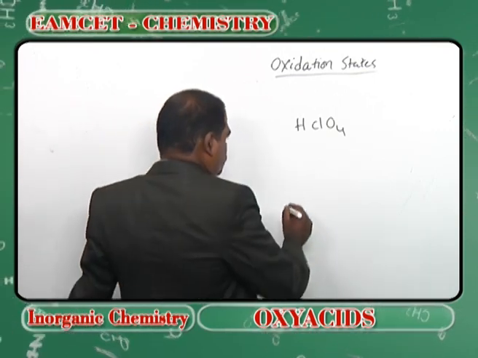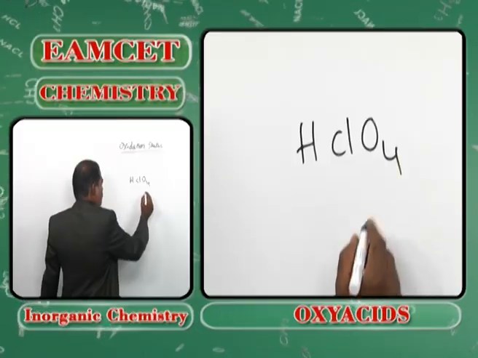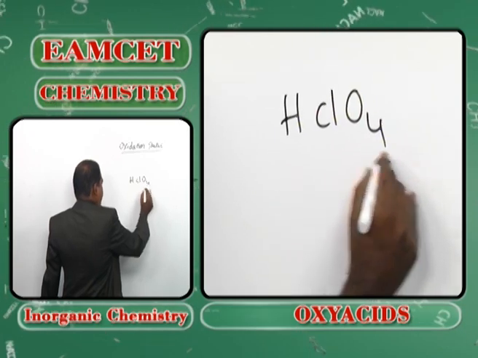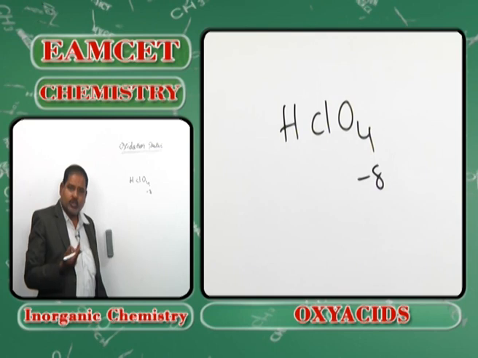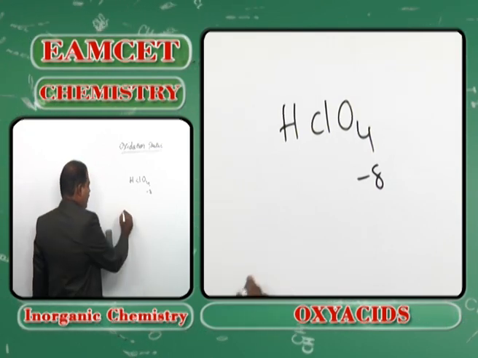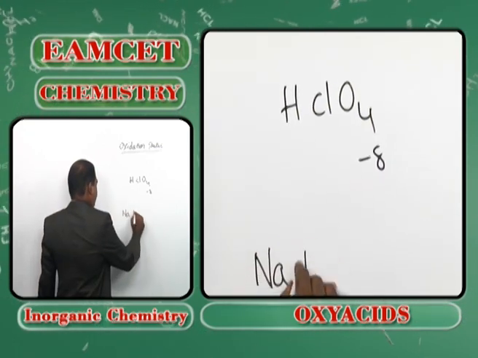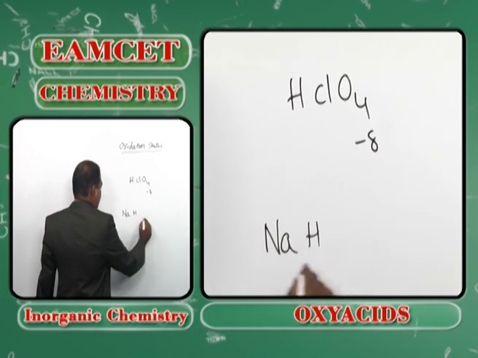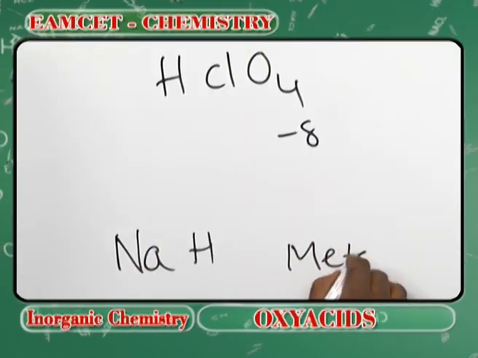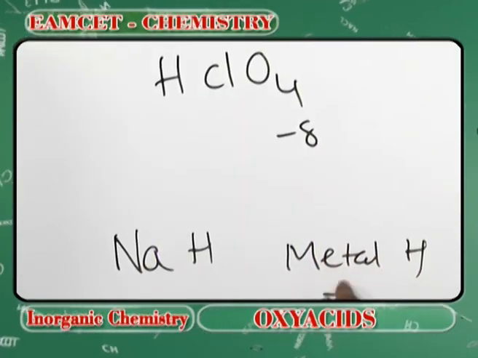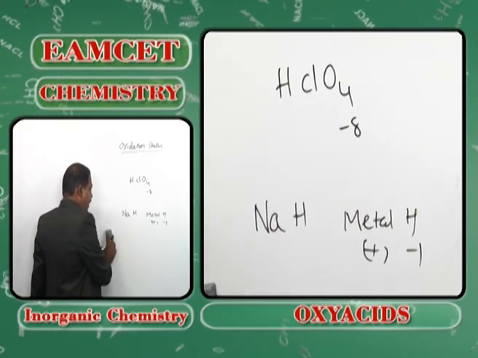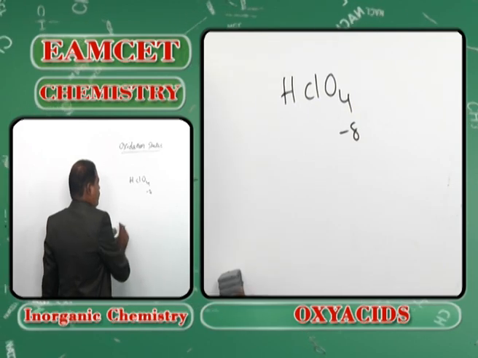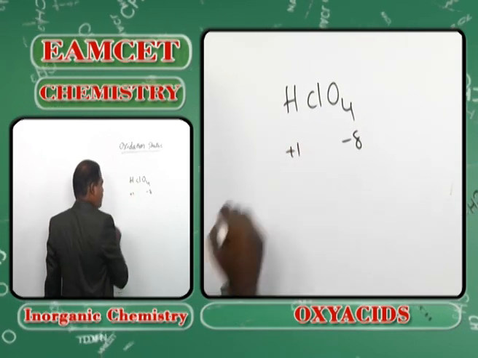Right. So HClO4, -8. I didn't say anything about hydrogen because it's not necessary. Hydrogen in most cases is +1, except when it is present with metals. In metal hydride, MH, metal is always plus, therefore hydrogen is always -1. So what about hydrogen? Either +1 or -1. Most of the cases hydrogen is +1.